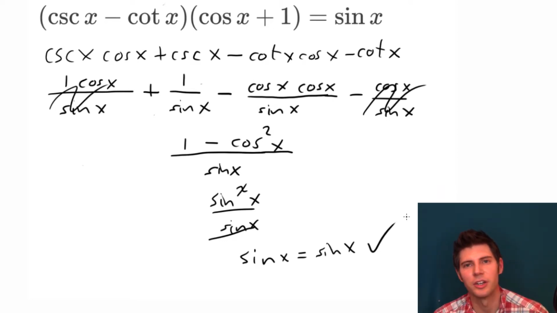So all we really had to do here was distribute or FOIL, rewrite in terms of sine and cosine, and simplify. I guess there's also Pythagorean identity and moving into a single fraction. There's quite a bit going on here, but it's all very doable.